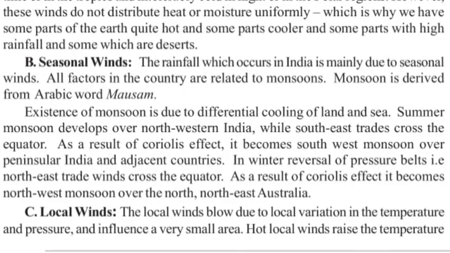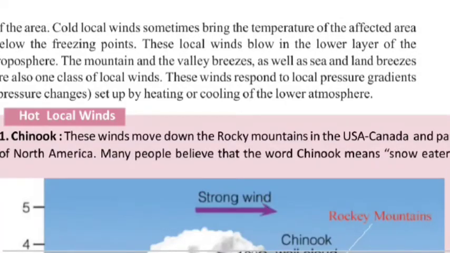Hot local winds raise the temperature of the area. Cold local winds sometimes bring the temperature of the affected area below the freezing point. These local winds blow in the lower layers of the troposphere. The mountain and valley breezes as well as sea and land breezes are also a class of local winds. Already I told you that breezes sometimes move from water to land areas and from land areas to water areas. Understand?